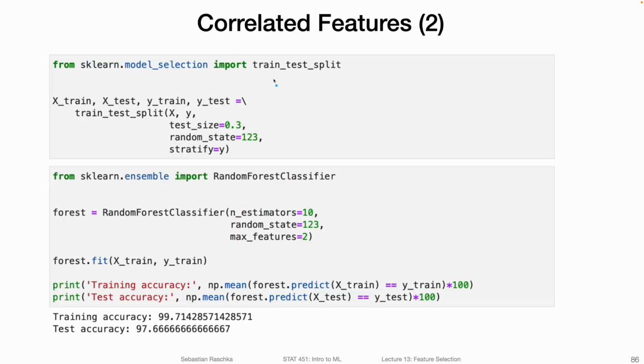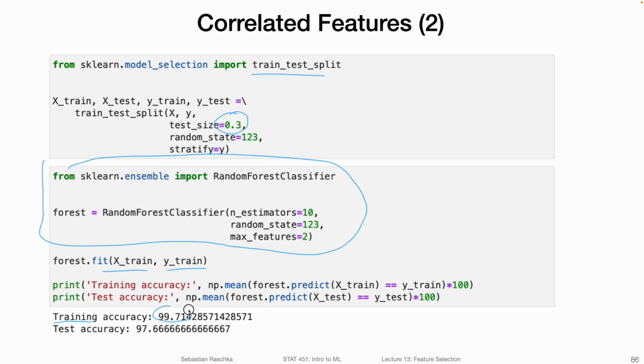Then I'm preparing my data set, and like always, I'm splitting it into a training and a test set, using 30% for testing and 70% for training. Then I'm fitting my random forest classifier that I initialized here to the training set. Looking at the performance, I find it has 99.7% accuracy on the training set and 97.6% accuracy on the test set.